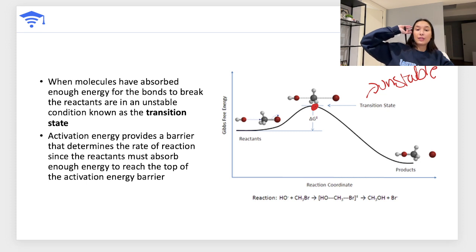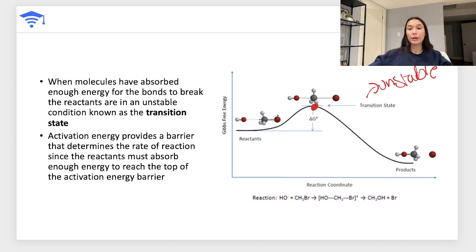Now, this activation energy barrier provides a barrier that determines the rate of reaction, since the reactants must absorb enough energy to reach the top of the activation energy barrier. Now, this is very important, and that's going to bring us into one of the most important things that we're going to cover, which is how enzymes do this. But this is a barrier. You need to jump over it to get to the other side.